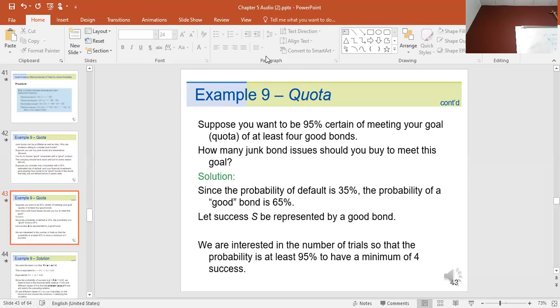So we will start with trying. We will try with 8. Let's start with 8. If n equals 8, what is the probability that x is less than or equal to 3? You take n equals 8, p equals 0.65, and you do binomial CDF for 8, 0.65, and 3. Let's try 8 and let's know what you get for 8.